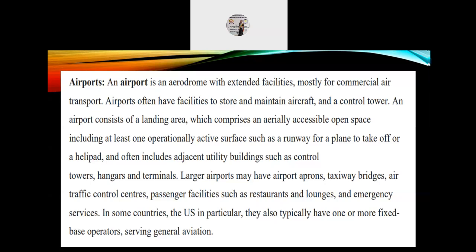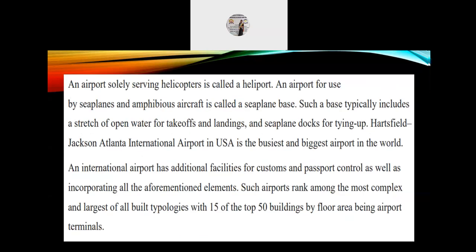Larger airports may have airport aprons, taxiway bridges, air traffic control centers, passenger facilities such as restaurants and lounges, and emergency services. In some countries, the US in particular, they also typically have one or more fixed base operators serving general aviation. An airport solely serving helicopters is called a heliport. An airport for use by seaplanes and amphibious aircraft is called a seaplane base.